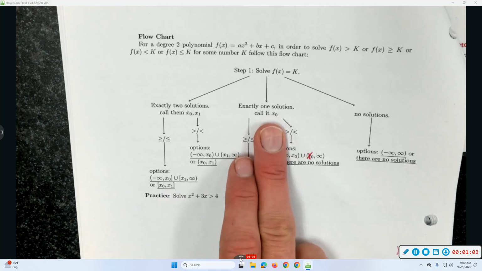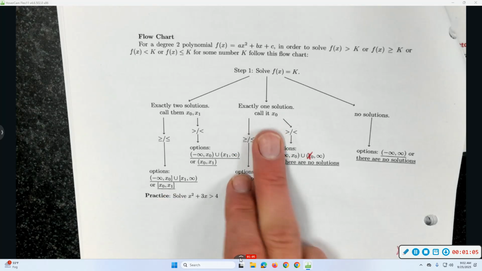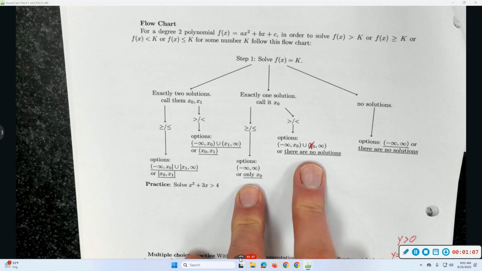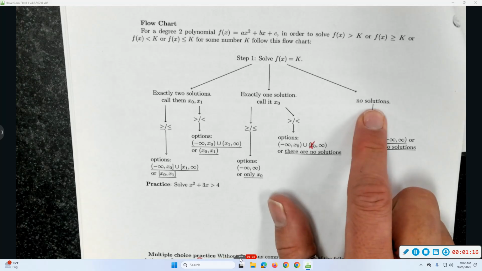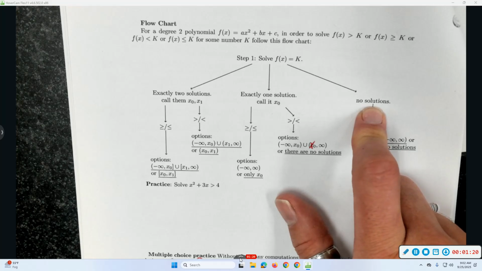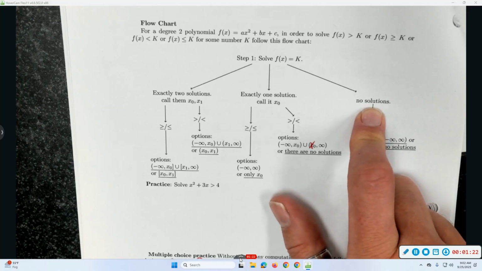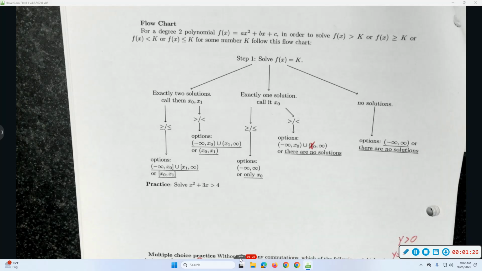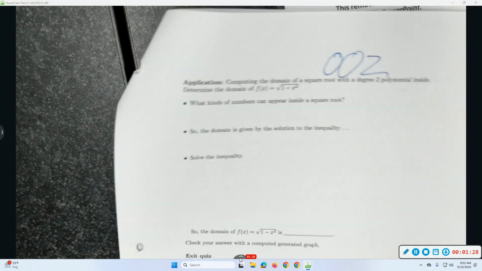If there's only one solution, then that's your endpoint, and then decide on the intervals with that endpoint, which ones solve the inequality. If equality has no solutions, that doesn't mean the inequality has no solutions. The solutions could either be nothing or everything, as we saw last time. So I want to do one last thing with this idea before we do something different.